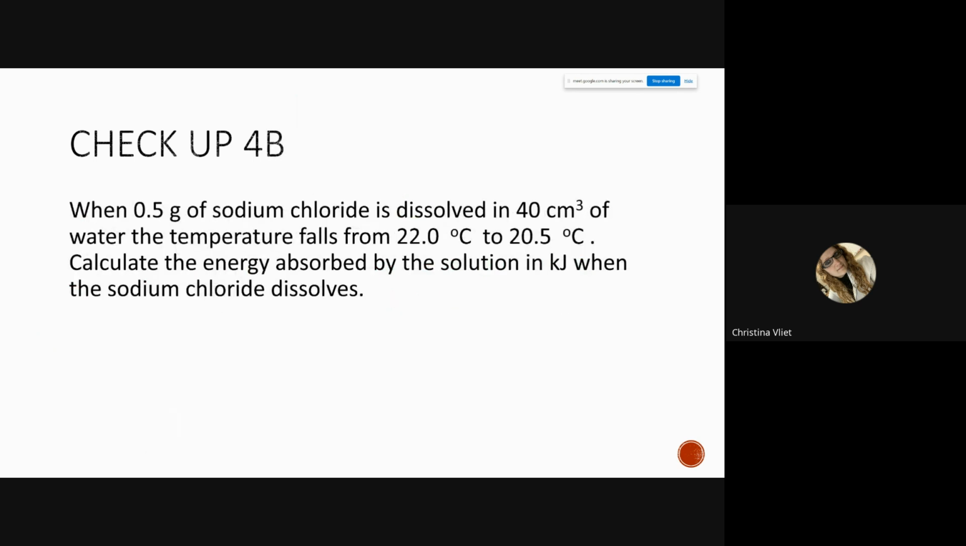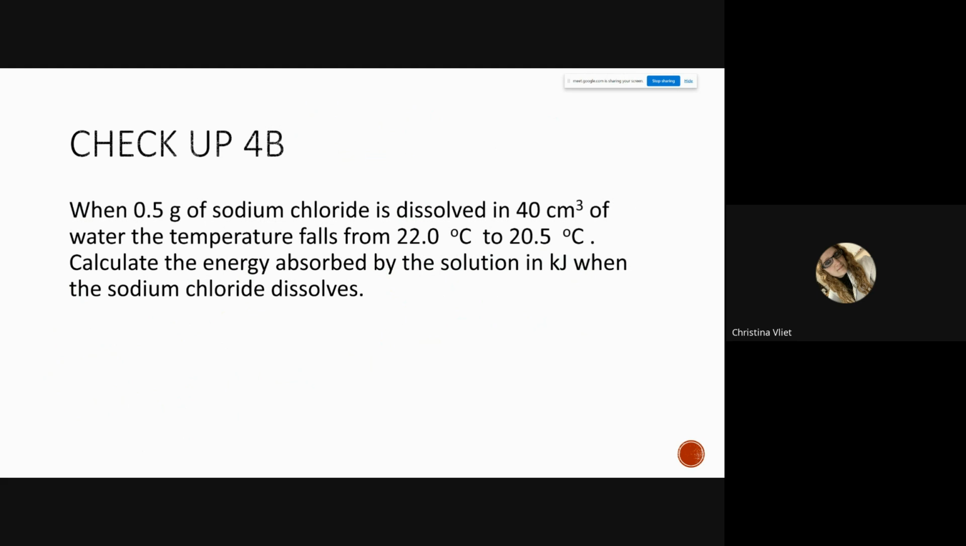Next one. 254. Check up 4B. Let's be careful here. It's also kilojoules, so you can move the decimal point 3 times to the left, and that just looks wrong. So then it's 0.2547. So, stepping it up one little notch.